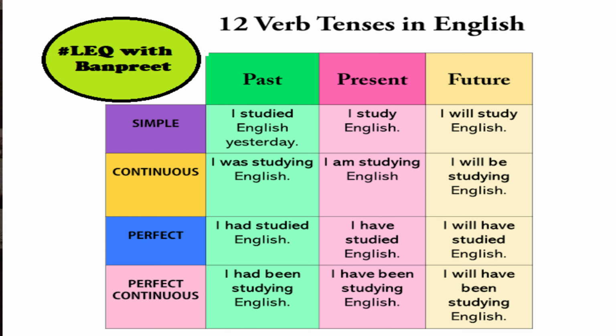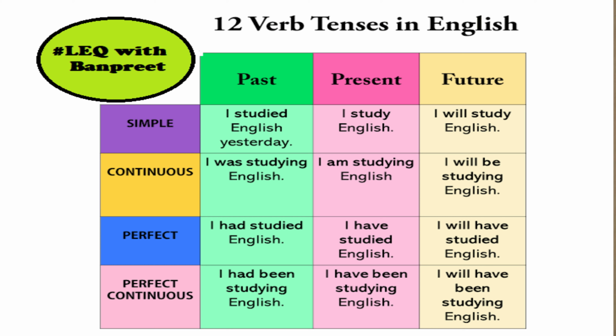So the first example is for the past simple. Past is something that has already happened. The example for past simple is, I studied English yesterday. That is, I have already studied English. I have done this. Move on to the present simple. Present is something that is just today. I study English. And future is something yet to happen. The future simple example is I will study English. Then the past continuous example is I was studying English. Continuous, I said, is in a repeated form. I was studying English. Present continuous is I am studying English. And the future is I will be studying English.